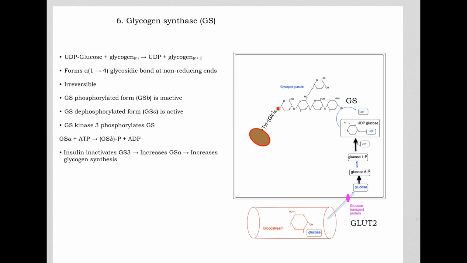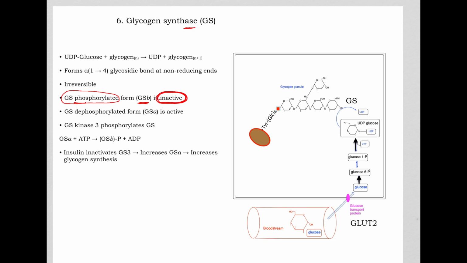So the enzyme that catalyzes this reaction, where glucose is being donated to a glycogen to increase the length of the glycogen, is called glycogen synthase, and this reaction is irreversible. Now, glycogen synthase is a very important enzyme that controls how fast glycogen is made. This enzyme is found in 2 forms. We have the phosphorylated form of glycogen synthase, which is called GSB. This form is not active. It doesn't catalyze the reaction.